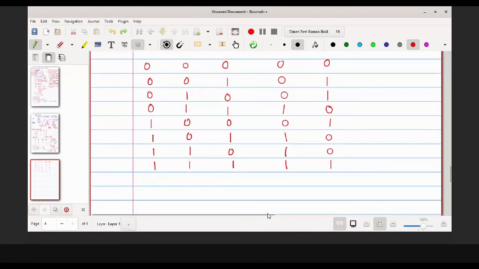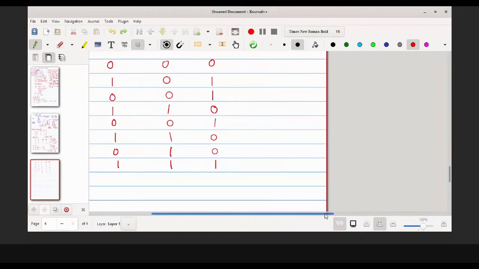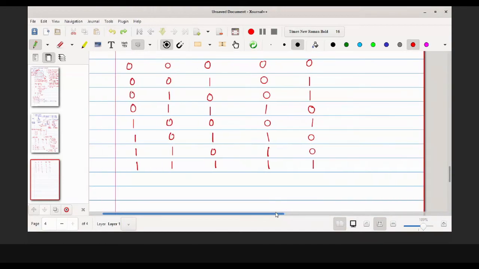Okay. So I'll be using this part of the page. I can't do that. Okay. No trouble at all.